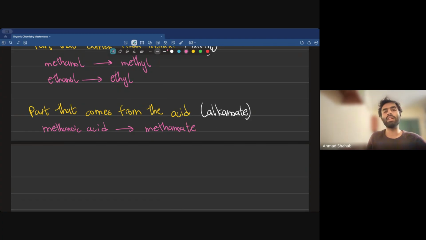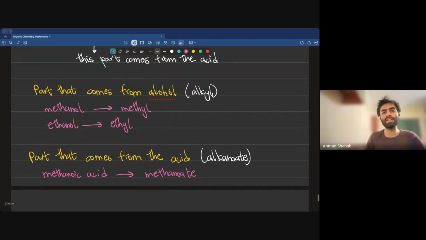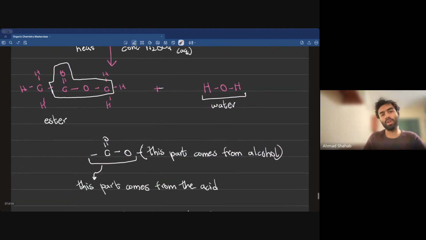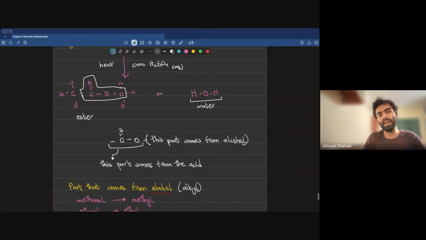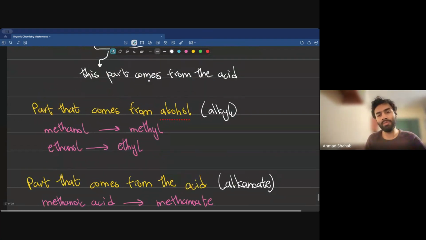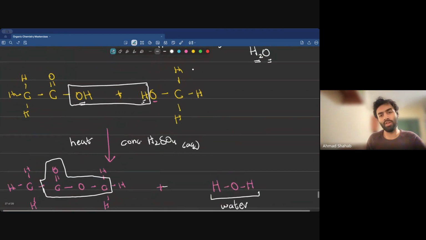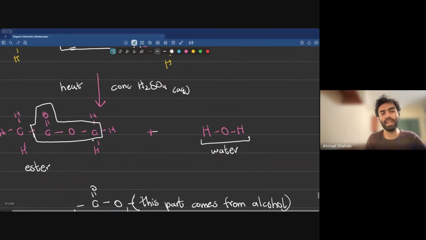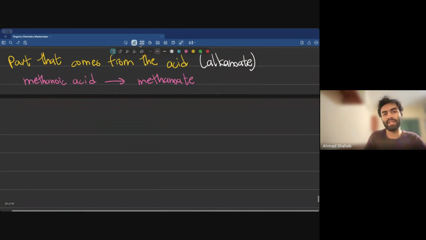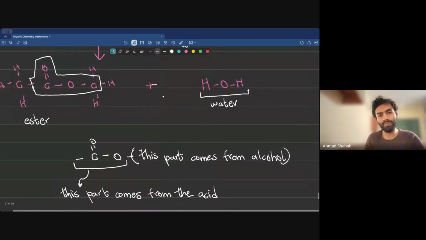right? Etc. etc. So you see, seeing these rules, seeing how the naming convention works for esters, what is going to be the name of this ester? Firstly, at the start, we will refer to the part that came from the alcohol. So the part that came from the alcohol was methanol. The part that came from the alcohol, we refer to it just like we refer to an alkyl group. So you see, methanol means methyl. So what we'll say is this compound is methyl.